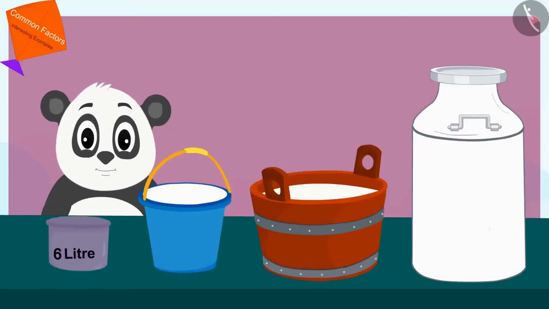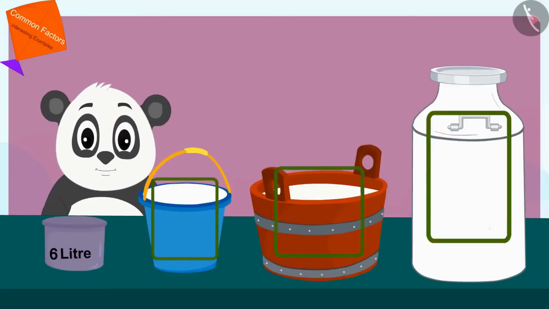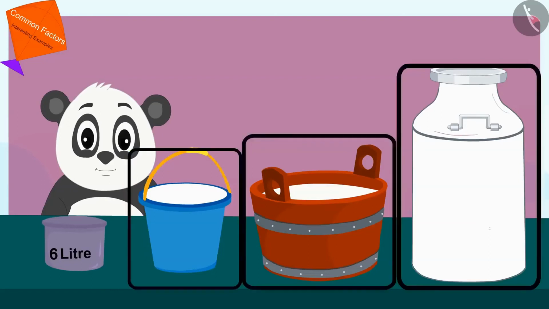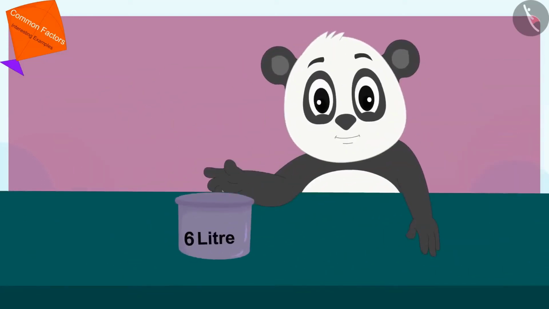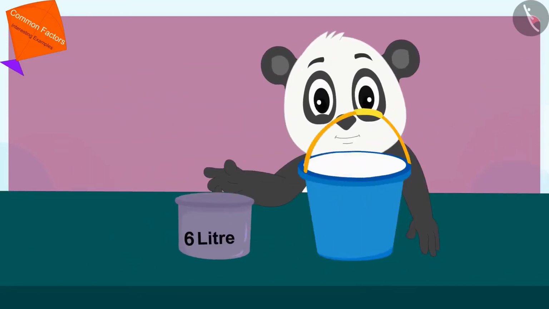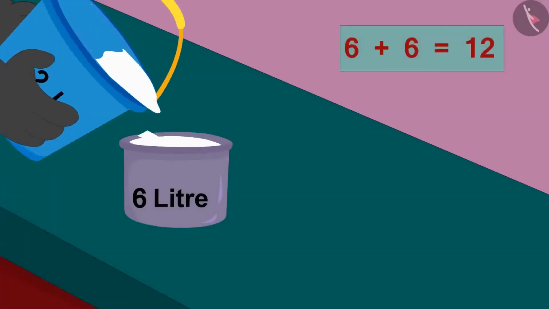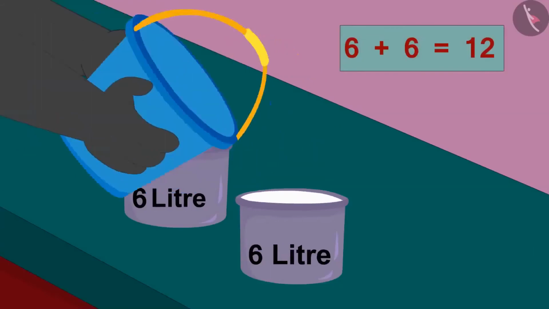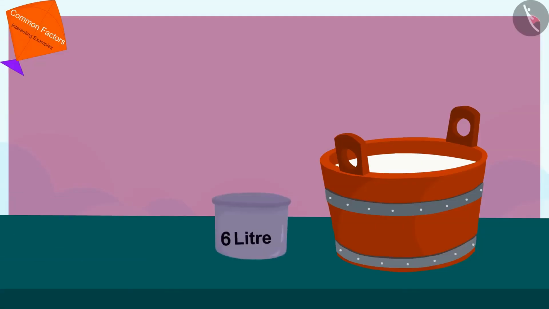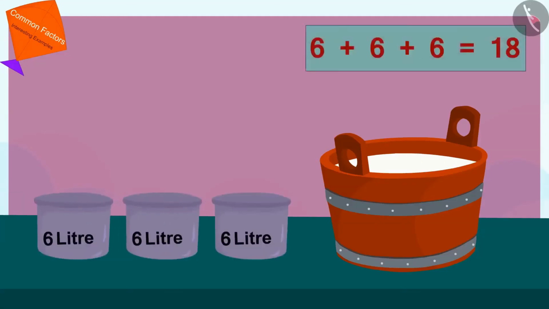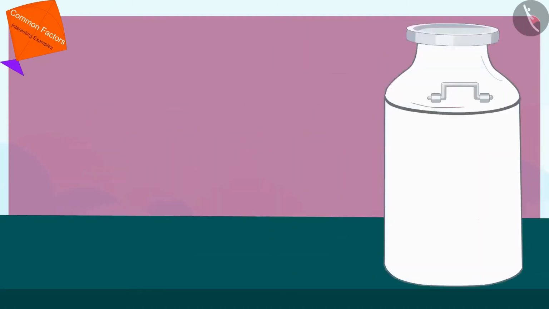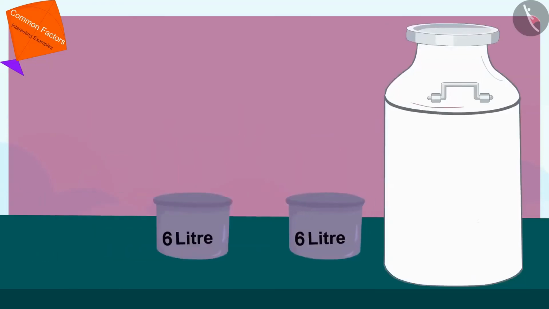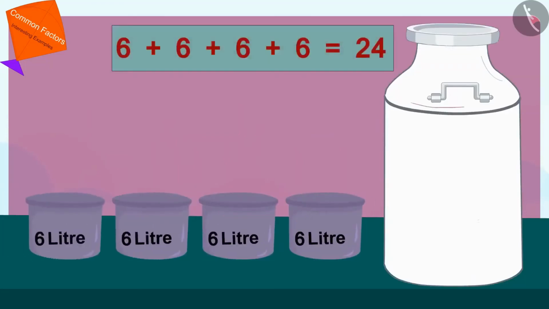Golu began measuring the milk filled in all those pots with a 6-liter vessel. To measure the milk filled in this vessel, Golu used that 6-liter pot twice. For this pot, he used the 6-liter pot 3 times. And to measure the milk filled in this pot, Golu used his 6-liter vessel 4 times.